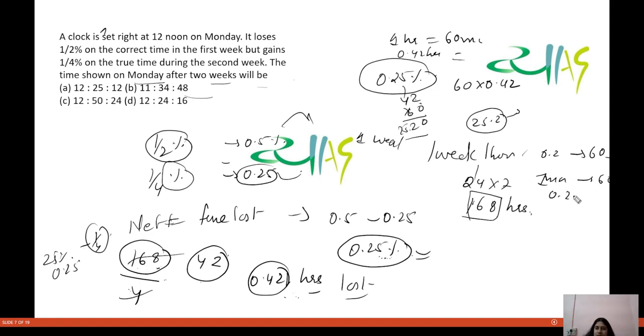So 0.2 minute is equal to how much? 12 seconds. So now in total we are having some time lost. So you will have to subtract. So subtract this 25. So this will come to be how much? This will come to be 5.